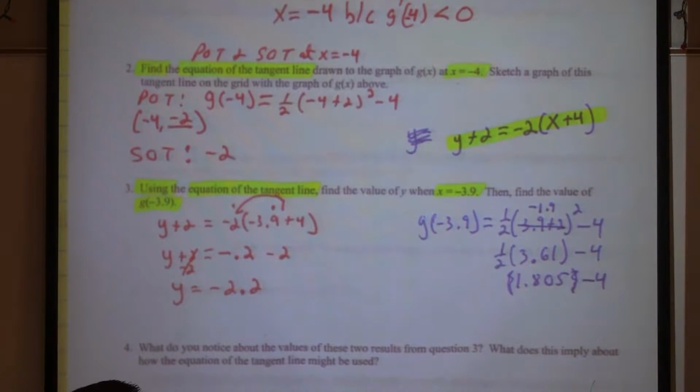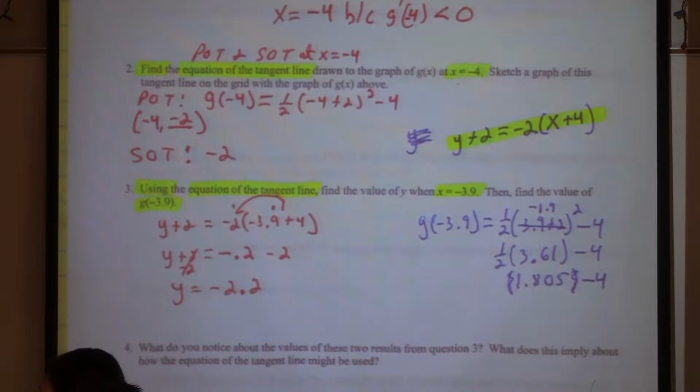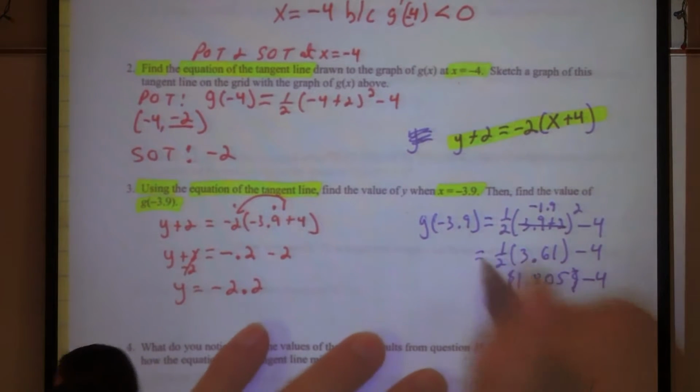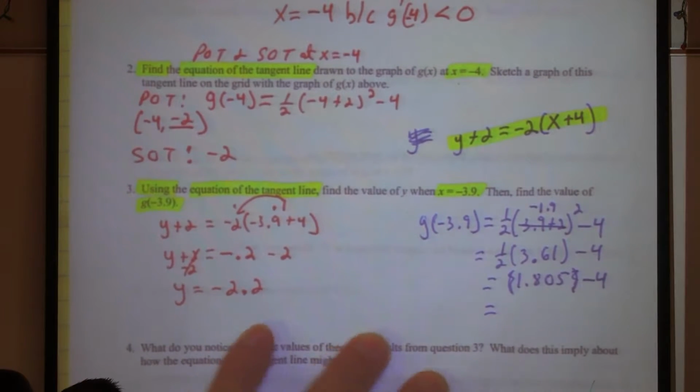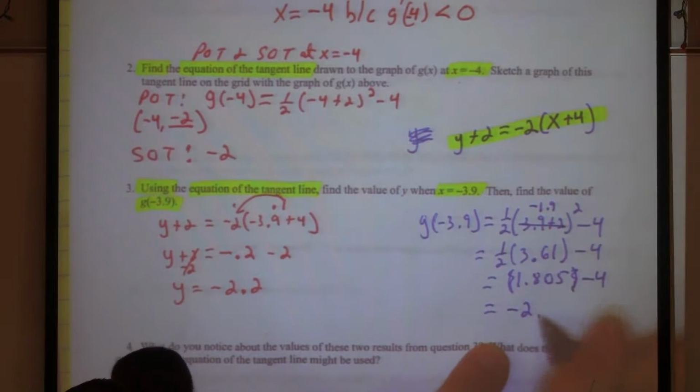So almost $2? Almost isn't enough. It's 2.195. That's the report. 2.1. How much? 2.195. Negative 2.195.